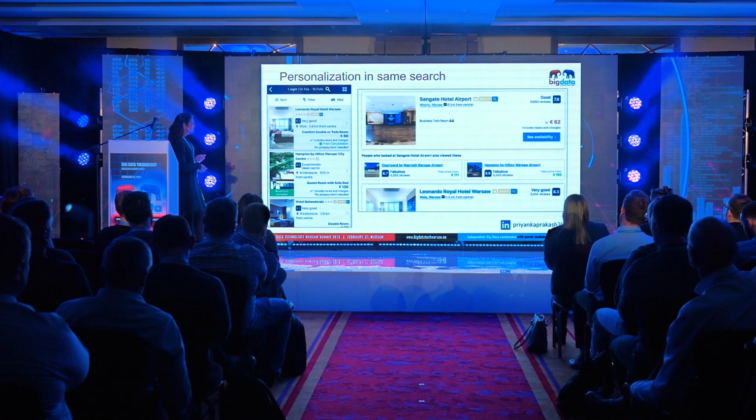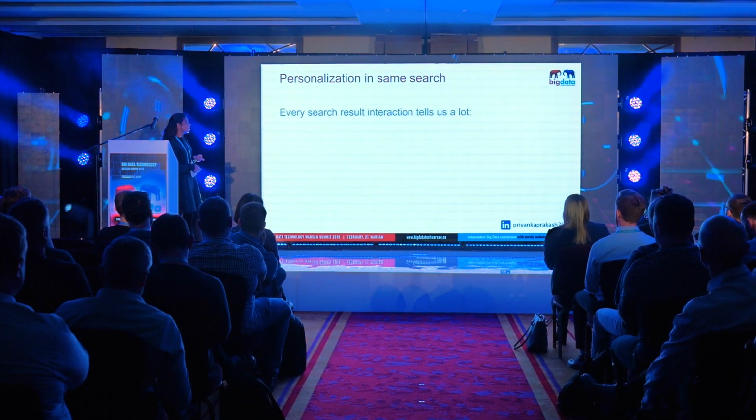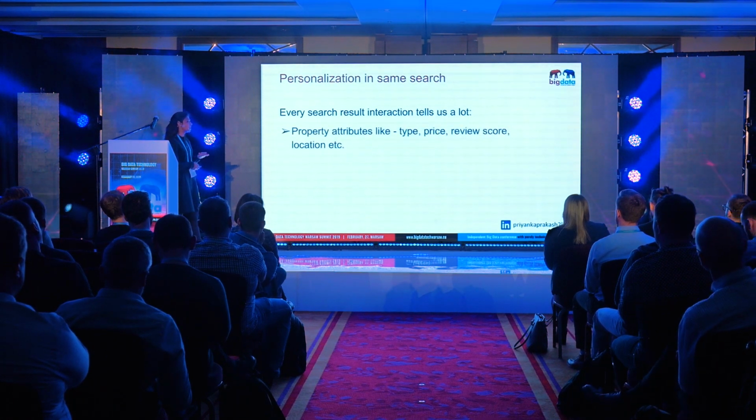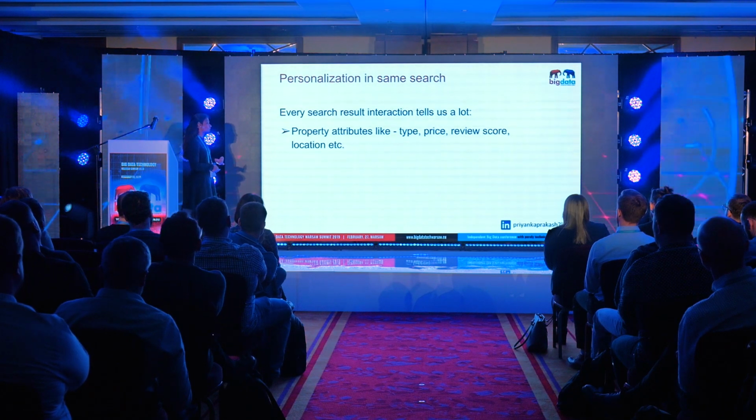And how we do it, basically when they click on a property, there are a couple of property attributes we know of, right? What is the price range of that property? What is the location of that property? What kind of a review score it has? And so on and so forth.